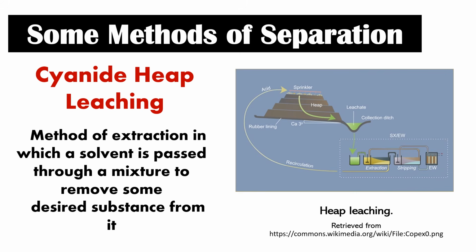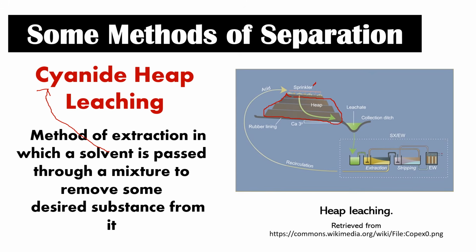Last type is cyanide heap leaching. So this method of extraction is used wherein a solvent is passed through a mixture to remove some desired substance from it. And that solvent ay madalas nagre-refer sa isang cyanide, sodium cyanide. So take note on this illustration. So you can see here, ito yung heap ng ore. Ibig sabihin, isa siyang tumpok or kumpol ng ore na meron tayo.